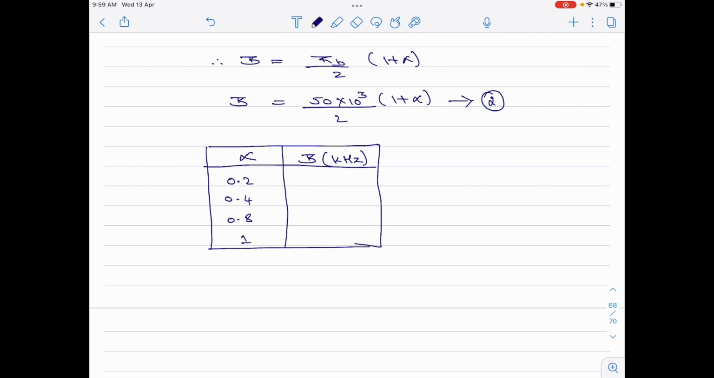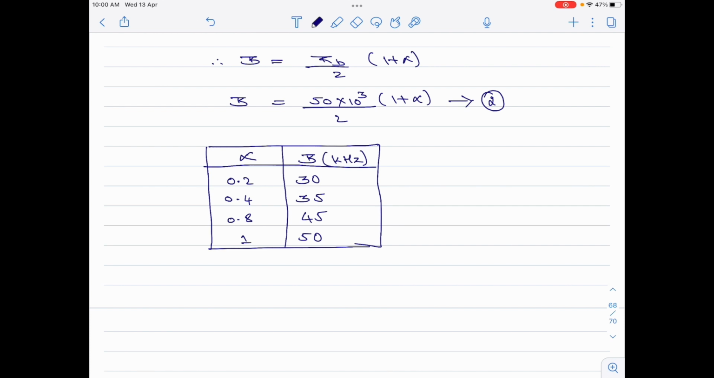Now, if I substitute the value of alpha as 0.2 into equation 2, the RHS of equation 2 reduces to 30 into 10 power 3. Therefore, the transmission bandwidth for alpha equal to 0.2 is 30 kilohertz. I will just write 30 here because the column already represents the bandwidth in kilohertz. Then, if I substitute alpha as 0.4, I would get this as 35. For alpha equal to 0.8, it is 45. And lastly, for alpha equal to 1, it is 50, all in terms of kilohertz.